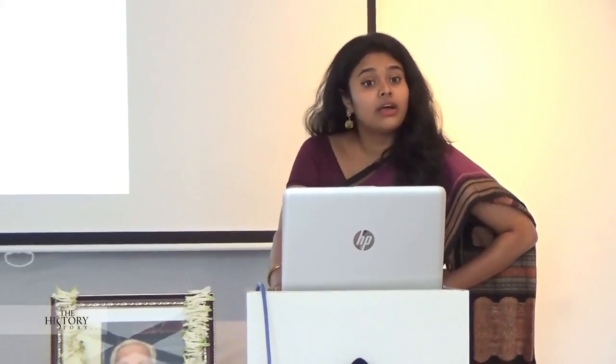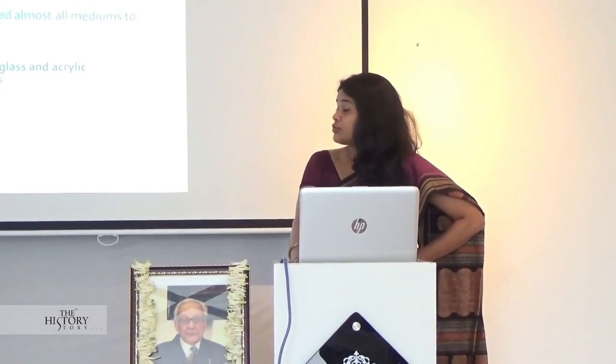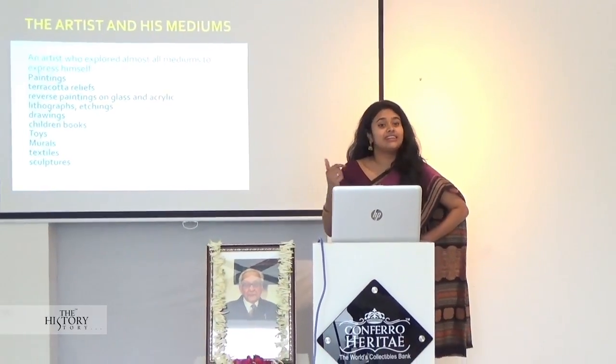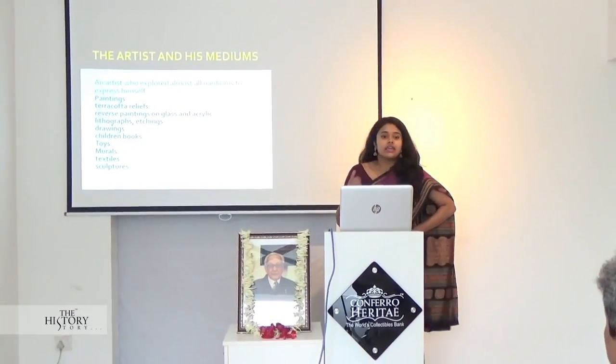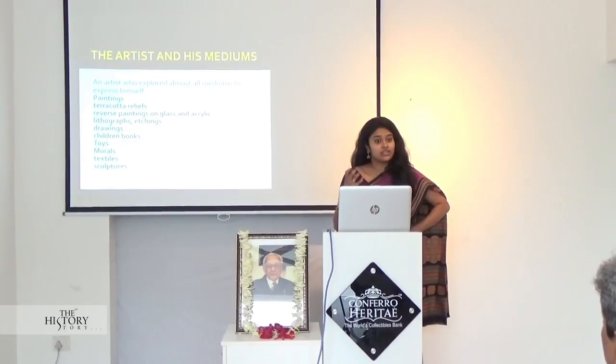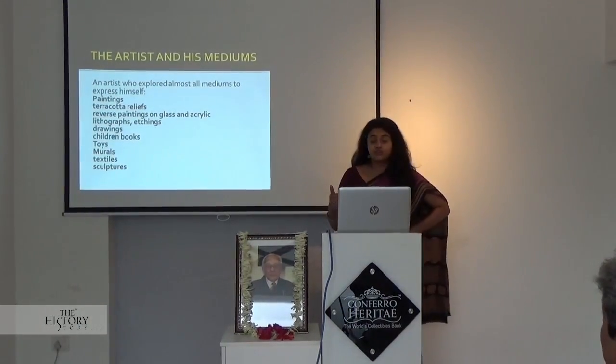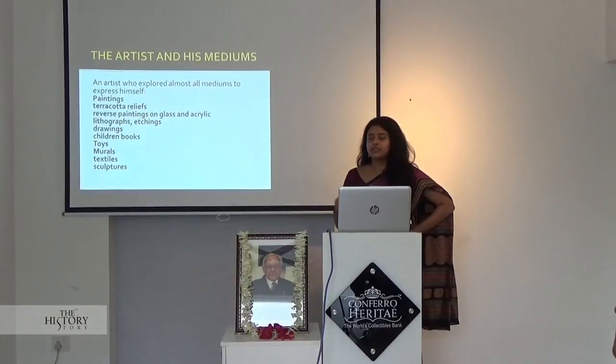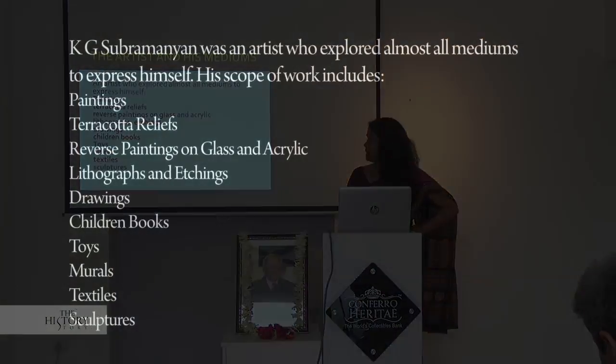As you can see, these are the different fields or domains that he explored while he was alive. He had paintings, of course. You had terracotta relief, reverse painting on glass and acrylic, very famous. Lithographs and etching, something he studied in London as well as in Shantiniketan. Drawing, again, something from Shantiniketan. Children's books. So he's written books, he's done illustrations for children's books. He has designed toys, wooden toys and other toys. He has, of course, got into mural. You will see in the course of the presentation that you have a very famous mural that he's done.